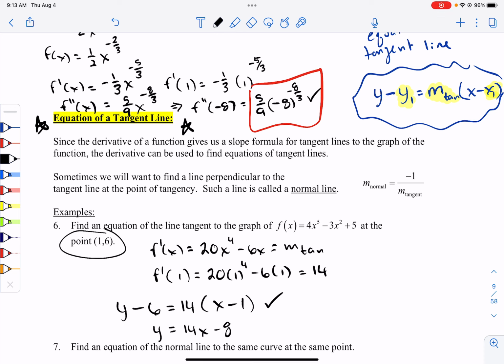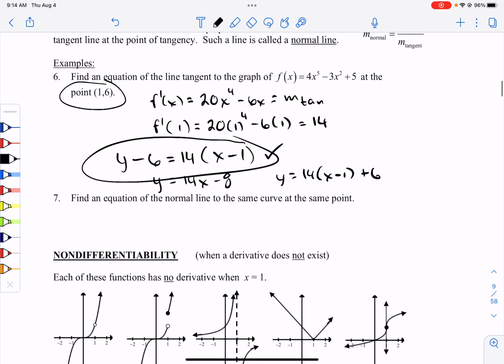Are we okay with that? Or it might have not distributed. It might have been y equals 14x minus 1 plus 6. All of those are the right answers. Unless it's multiple choice, you don't have to pick a specific one. Just stop up here, okay?